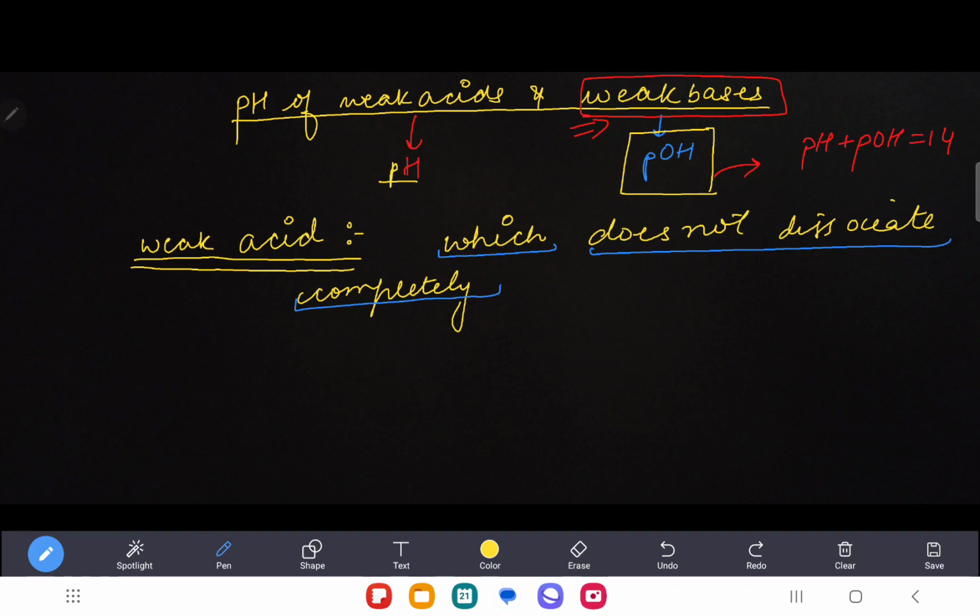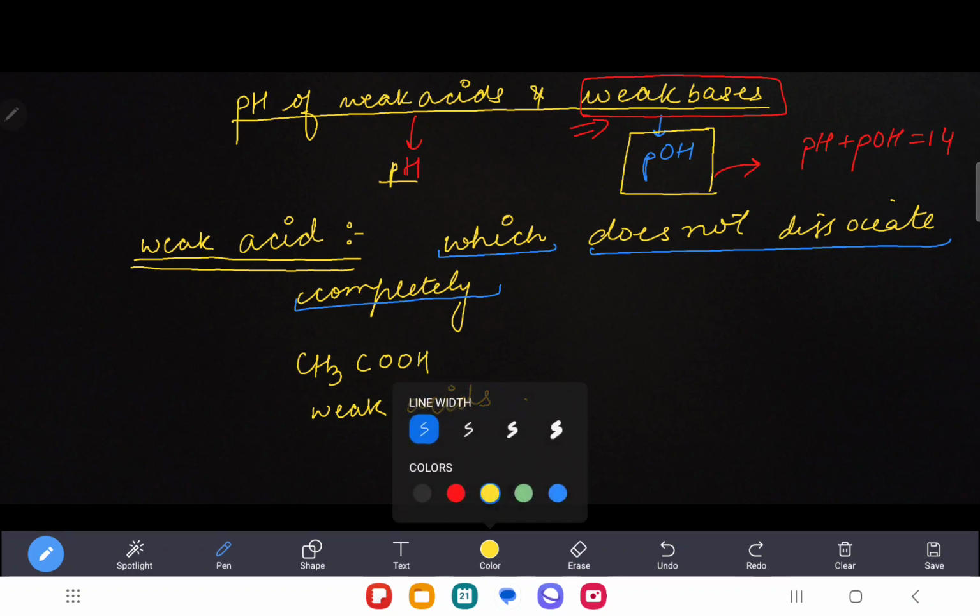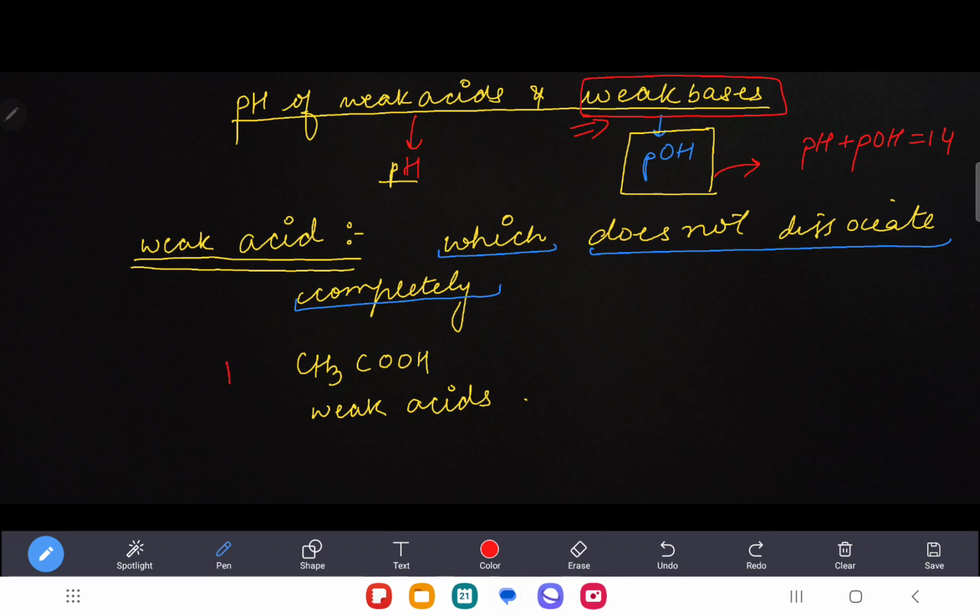Now, what exactly does that mean? Let's suppose I'm talking about CH3COOH. When we are talking about this particular acid, CH3COOH, we generally put it into the category of weak acids, right? Why so? Because if you take 100 molecules of CH3COOH, what do you expect?